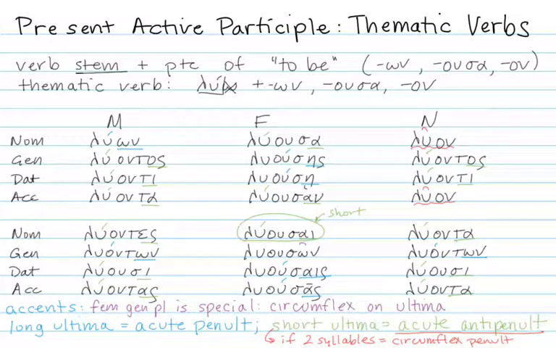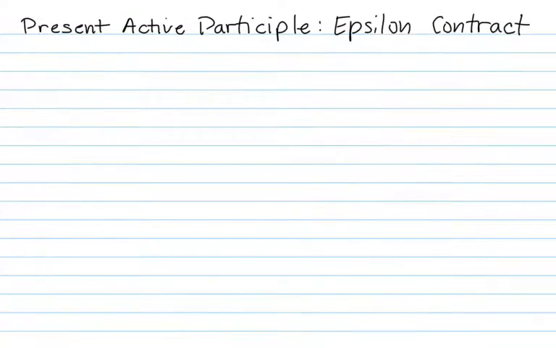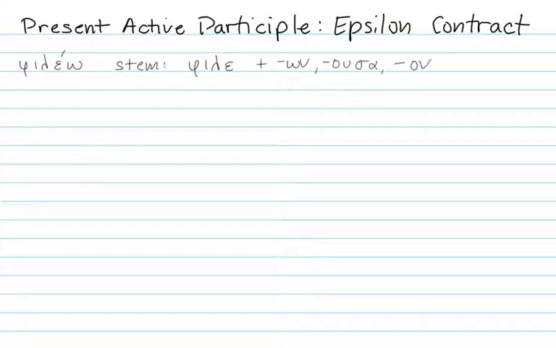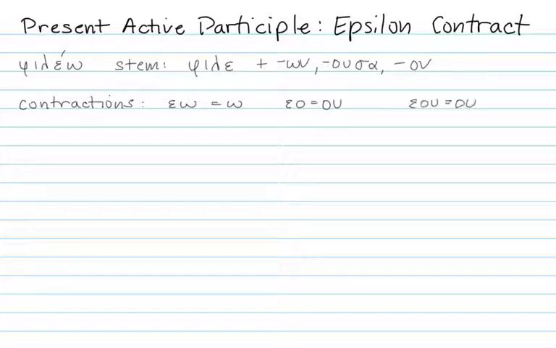So the slides are going to get easier and easier as we go. So let's move on to the epsilon contract. Our sample verb is φιλέω, the stem is φιλέ, and we're going to add on ουσα ον. I deliberately did not put any accents on this because we'll apply them when we make the full participle. The contractions that you need to know are epsilon plus omega results in an omega, epsilon plus omicron results in omicron upsilon, and epsilon plus omicron upsilon results in omicron upsilon.